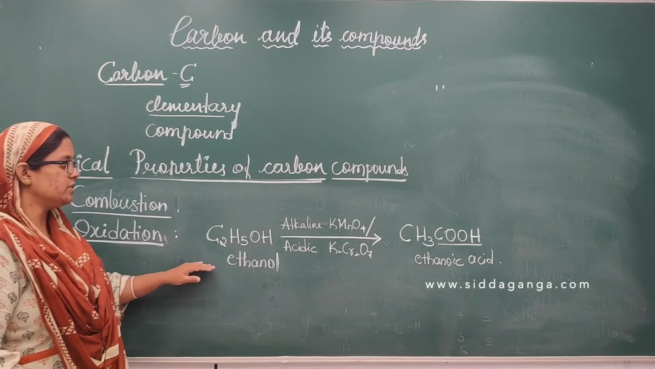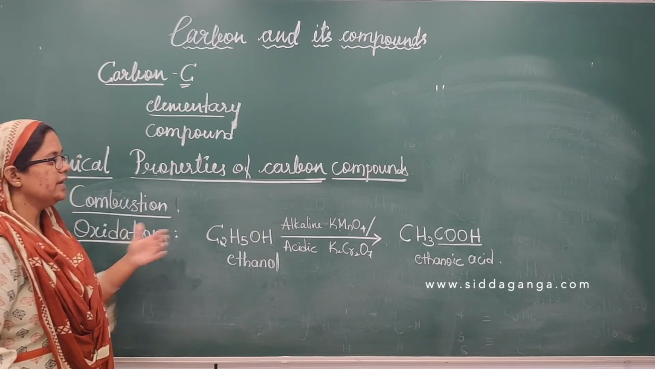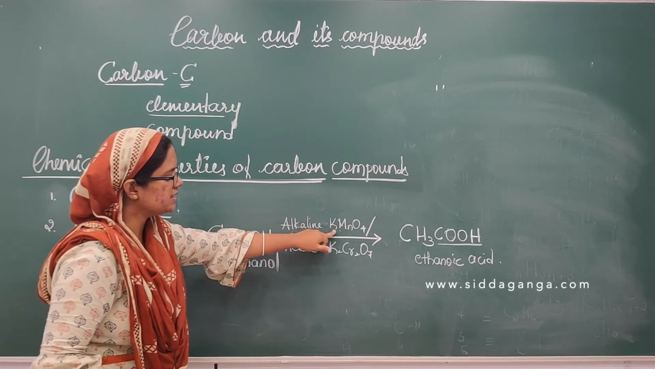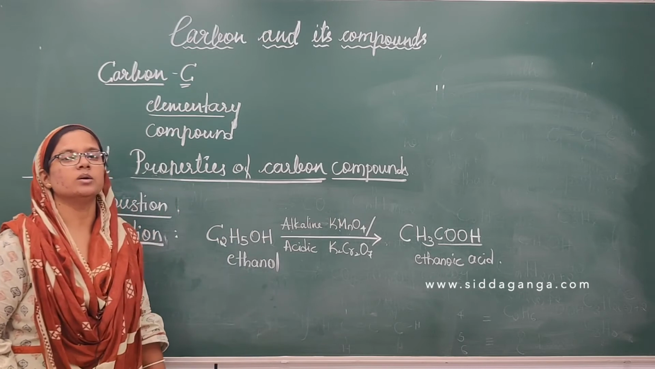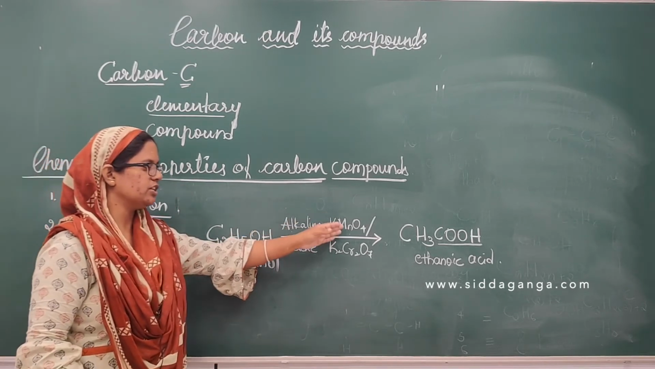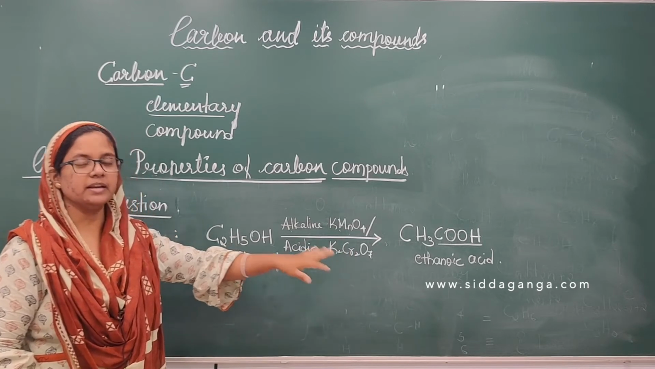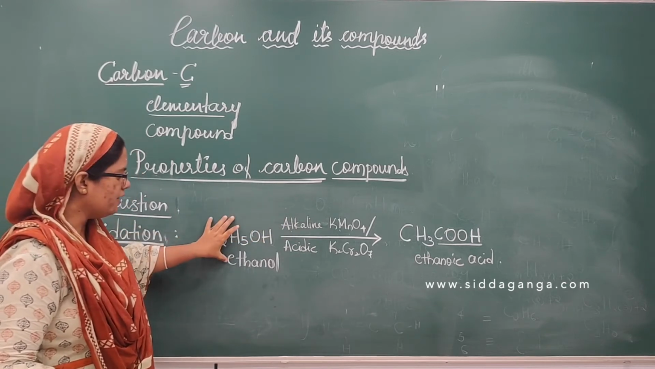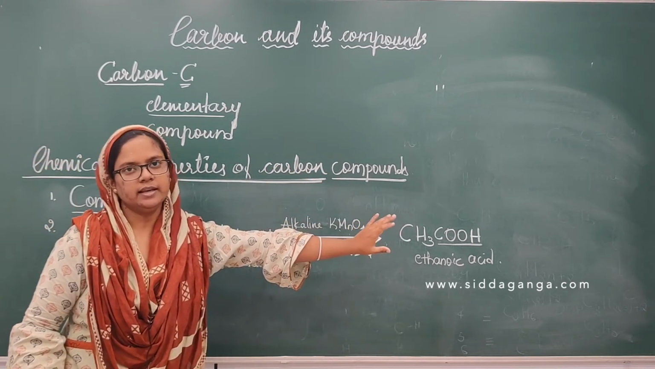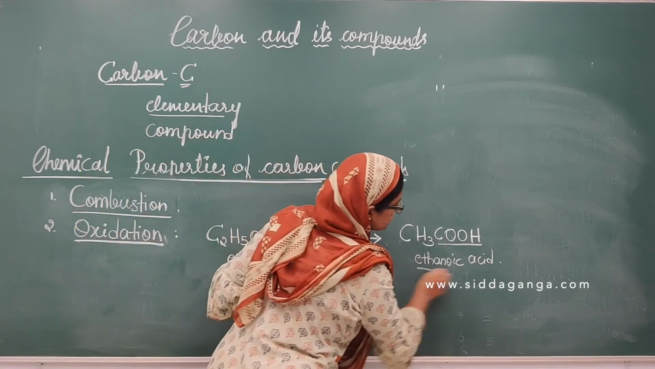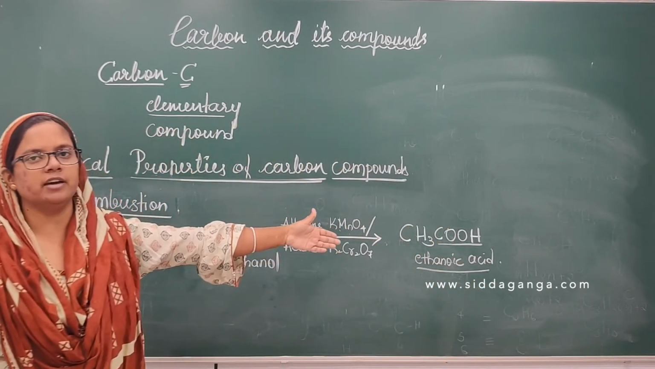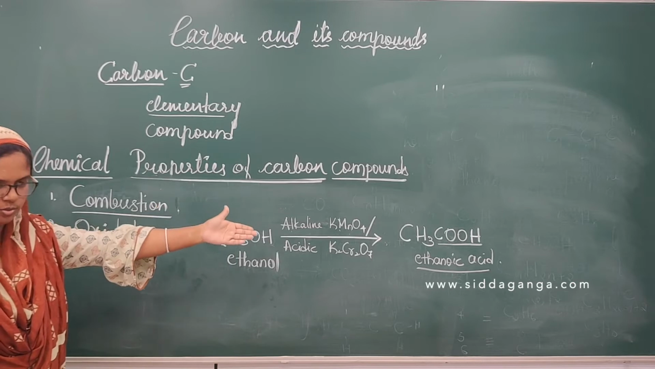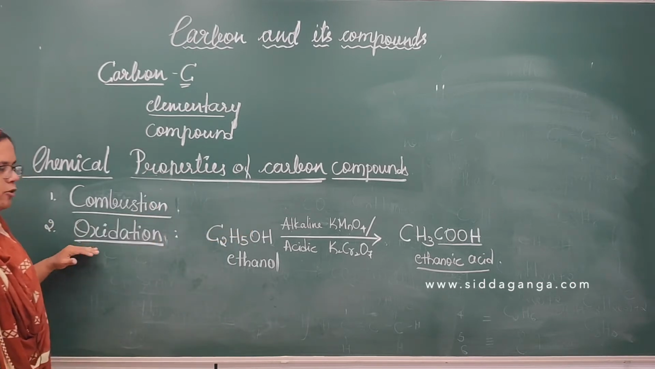So carbon compounds undergo oxidation in the presence of different oxidizing reagents. As they are releasing oxygen, we call these compounds oxidizing agents. Alkaline potassium permanganate and acidic potassium dichromate are oxidizing agents. They release oxygen, which adds to the ethanol to form ethanoic acid. This is usually used in the preparation of vinegar. The compound is also known as acetic acid. I hope you understood here.